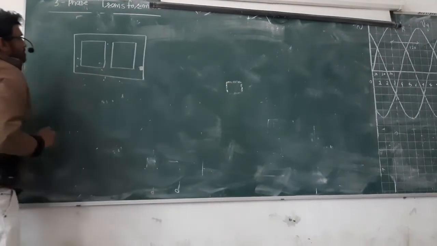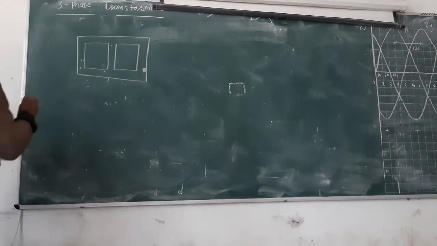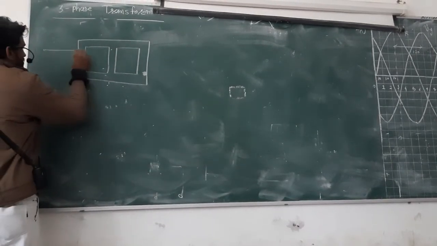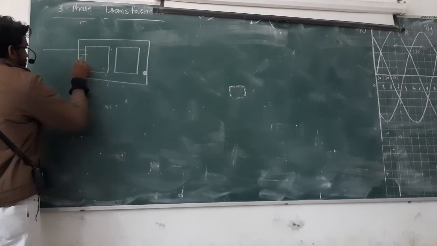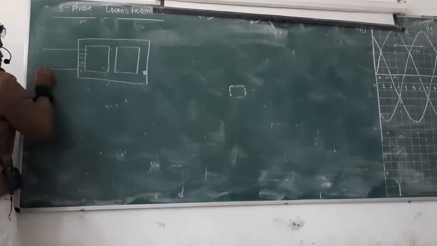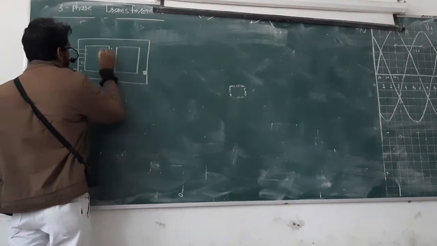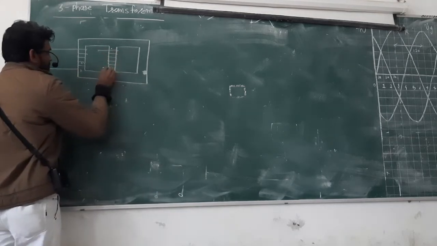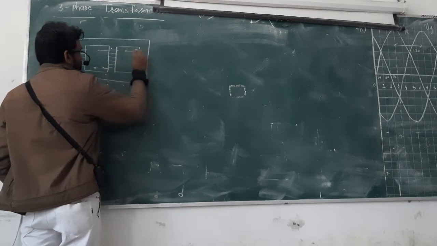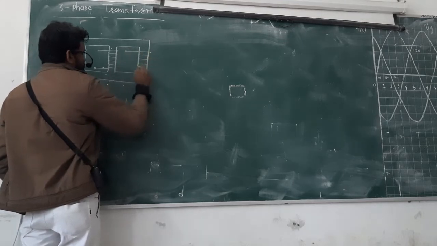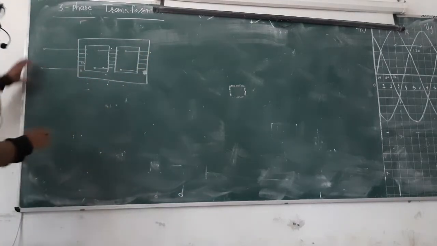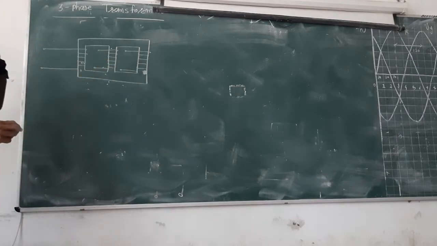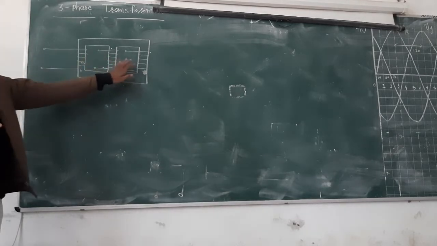Right. So three windings must be there. I will say that here is one winding. Then here is another winding. And here is another winding. And these three windings on the core, we call them R phase, Y phase, B phase.